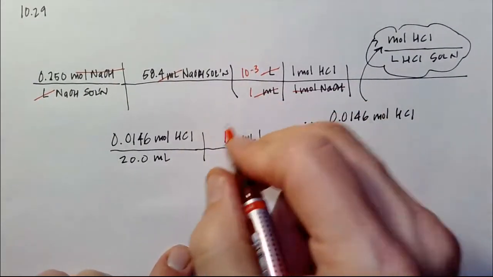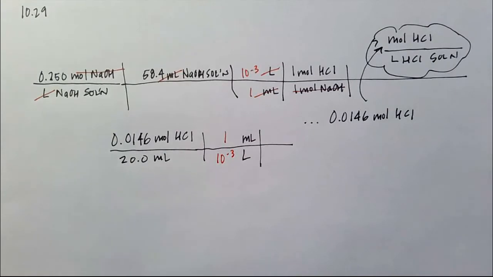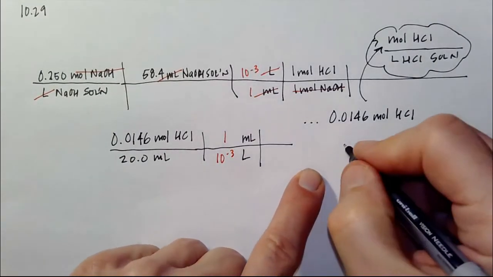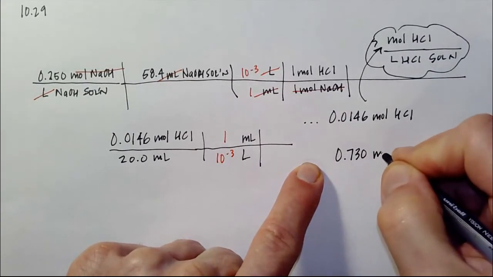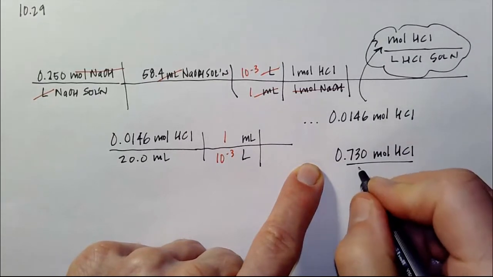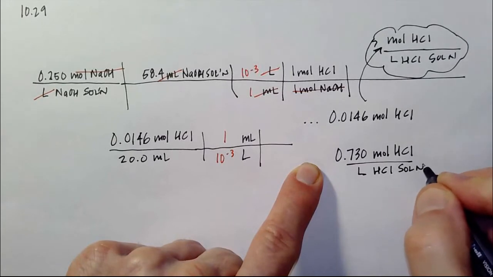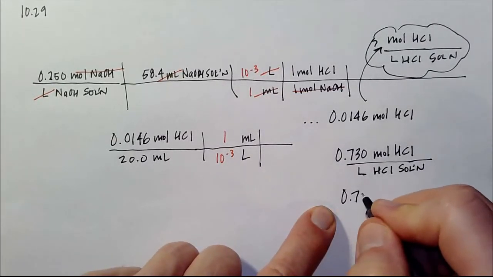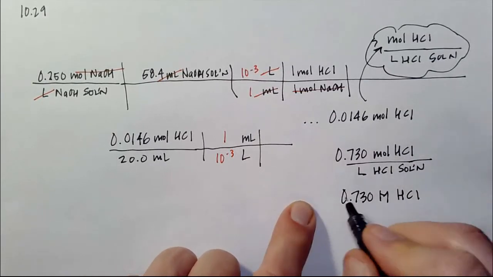1 milliliter, 10 to the minus 3. And if my math is correct, I get 0.730 moles HCl per liter of HCl solution, or the shorthand, 0.730 molarity HCl.